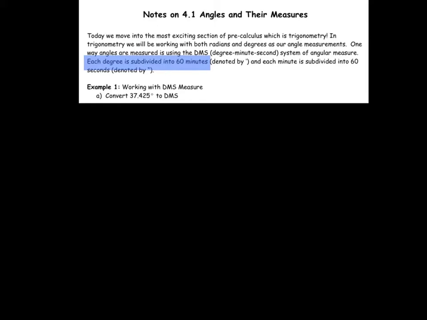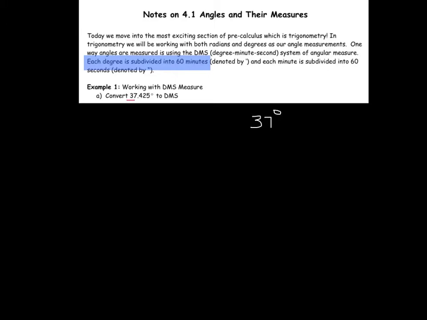All right, so what we want to work on in this first example is we want to convert 37.425 degrees into degrees, minutes, seconds. The first thing that we recognize here is that we already have 37 degrees, so we can go ahead and write that in our answer. So it's going to be 37 degrees. And now we need minutes and seconds.